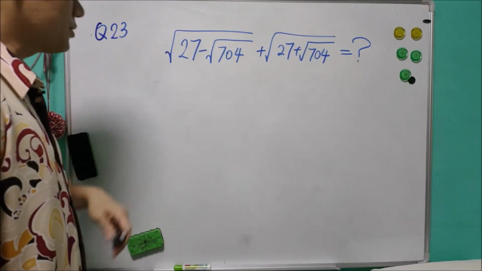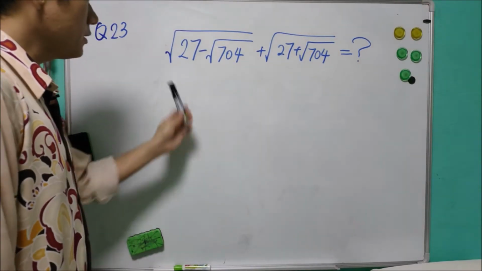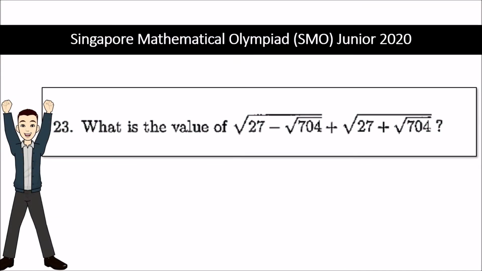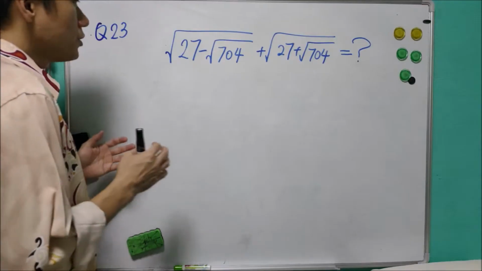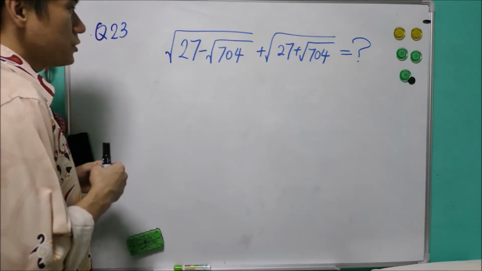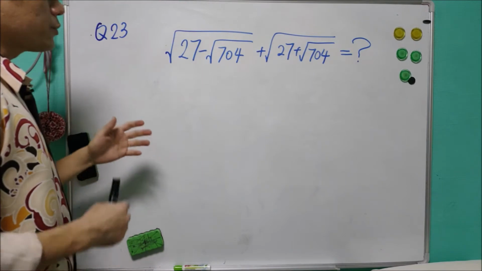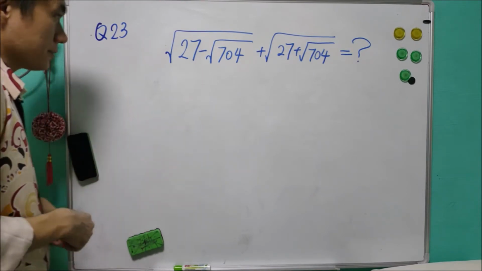So this is question 23. Without calculator, we need to find out what this value is. Note that the answer for SMO Junior questions will always be a positive integer. We are going to provide two different ways to get the answer.